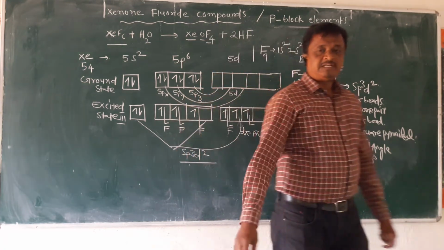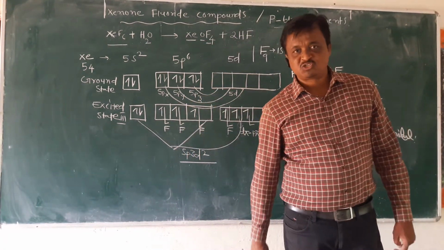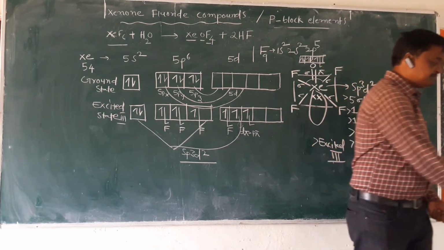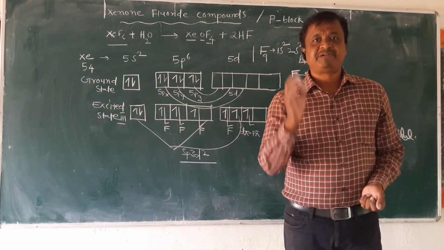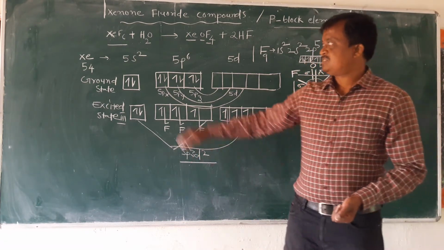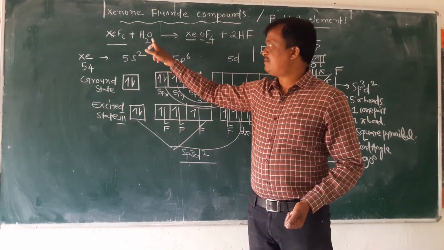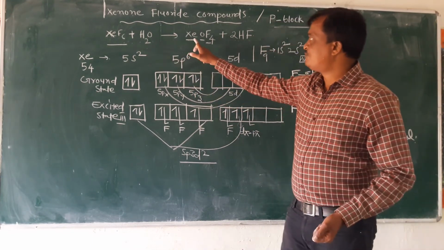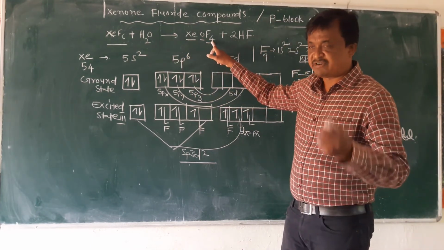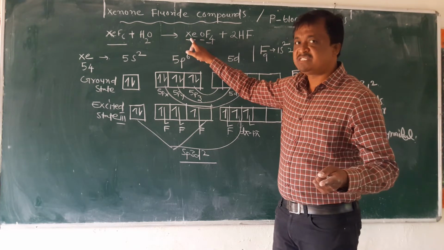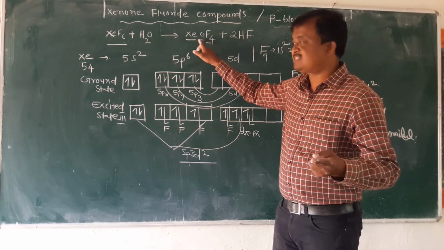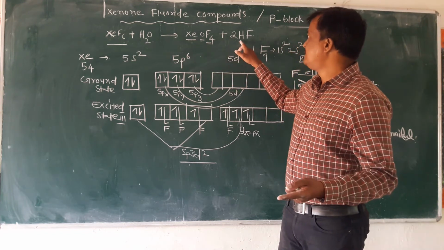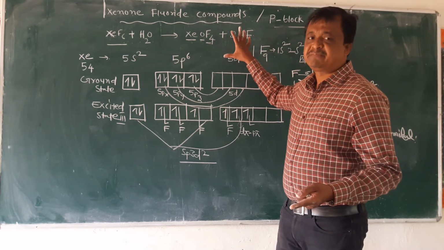So now let me explain once again, my dear student. You see here what happened? First of all, the preparation of xenon oxytetrafluoride. Xenon hexafluoride combines with a water molecule to form xenon oxytetrafluoride. What is the formula of xenon oxytetrafluoride? XeOF4: 4 fluorine, 1 oxygen, 1 xenon, and the byproduct is hydrogen fluoride. This is the preparation method.